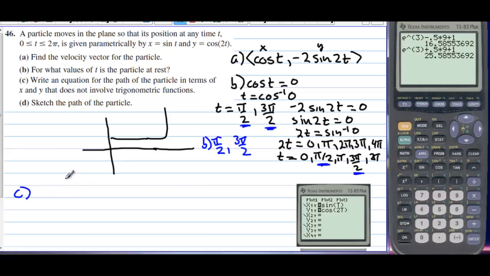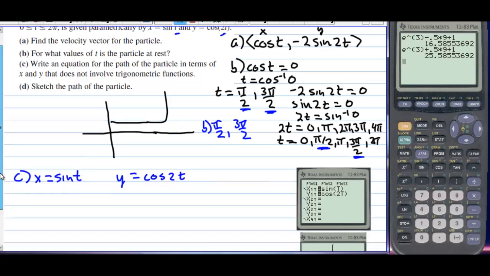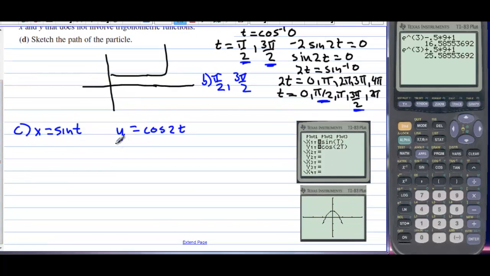Write an equation for the path of the particle in terms of x and y that does not involve trigonometric functions. In other words, we need to try to eliminate t. We have x equals sine of t, and we have y equals cosine of 2t. What I notice in this one is we have a double angle formula for cosine. Now, what I do have memorized is that cosine squared of t minus sine squared of t is equal to cosine of 2t. And then I want to replace with sine of t, so I want to get rid of this cosine squared. So y is equal to 1 minus sine squared t.